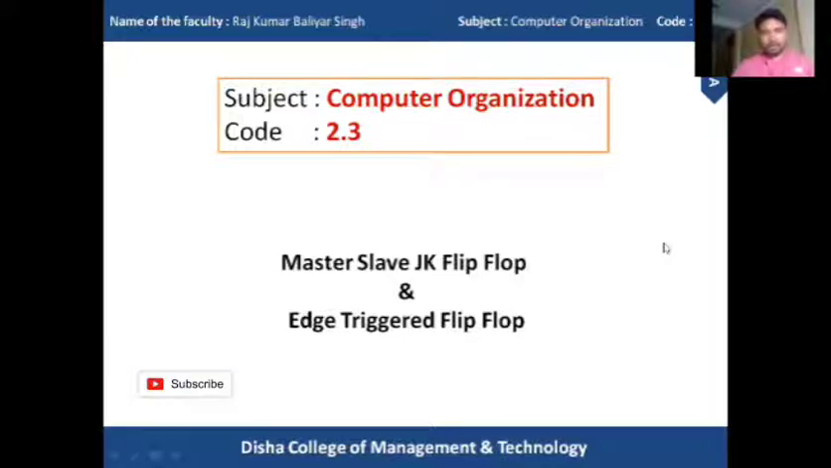In the last class, we covered JK flip-flop and T flip-flop. In JK flip-flop, we are getting four different kinds of conditions: memory state, reset condition, set condition, and toggle condition. And in T flip-flop, we are getting two conditions, that is memory state and toggle condition. In today's session, we'll discuss master slave JK flip-flop and edge trigger flip-flop.